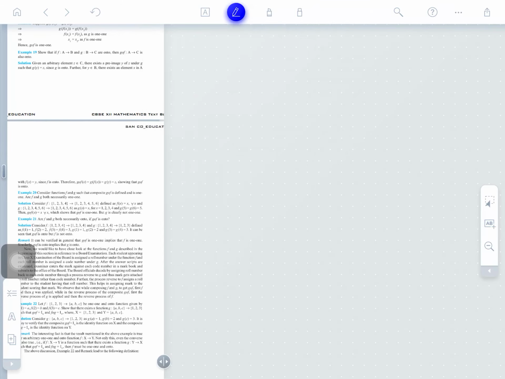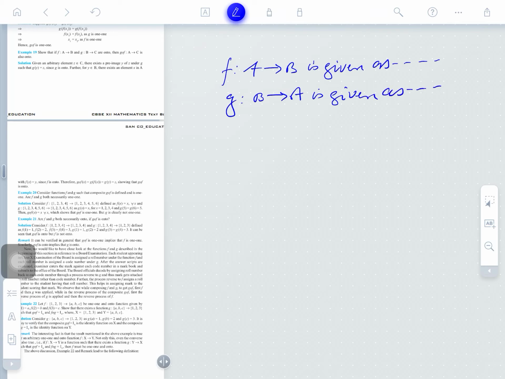simply a function from A to B is given as whatsoever. Another function g from B to A is also given as whatever. If I compose them together, g o f, and g o f gives back the variable x itself, then we say that g is the inverse of f.